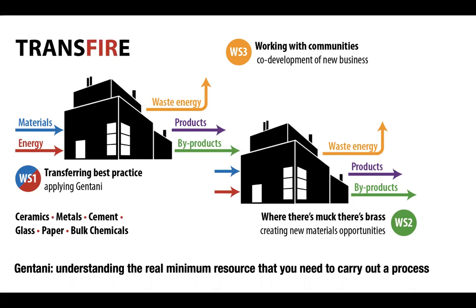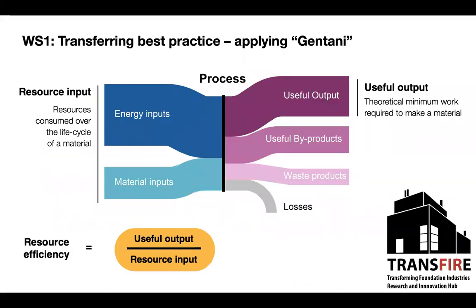In that work package, we're looking at this Genchi Genbutsu principle of understanding the real minimum resources that you need to carry out a process, which is very similar to the resource efficiency work that I do in our group. We're taking energy and material resources into processes, or into countries if you like, but let's keep it at processes for now, and seeing what the useful output is, maybe the work you can get out of that process, or the product you're getting out, and the useful byproducts and waste. We use something called exergy to bring energy and material inputs together, to value both energy and material outputs, and to understand the losses much better.